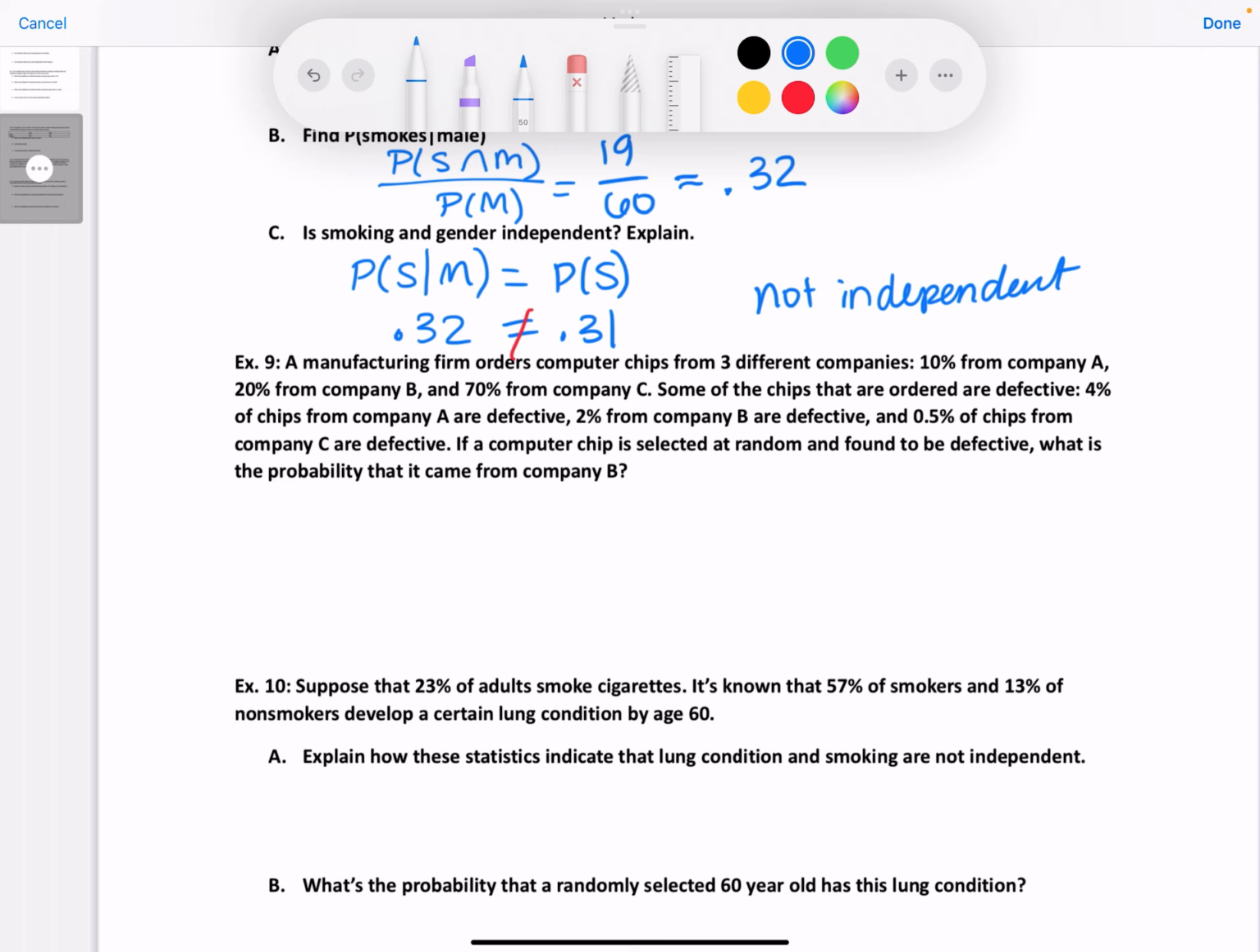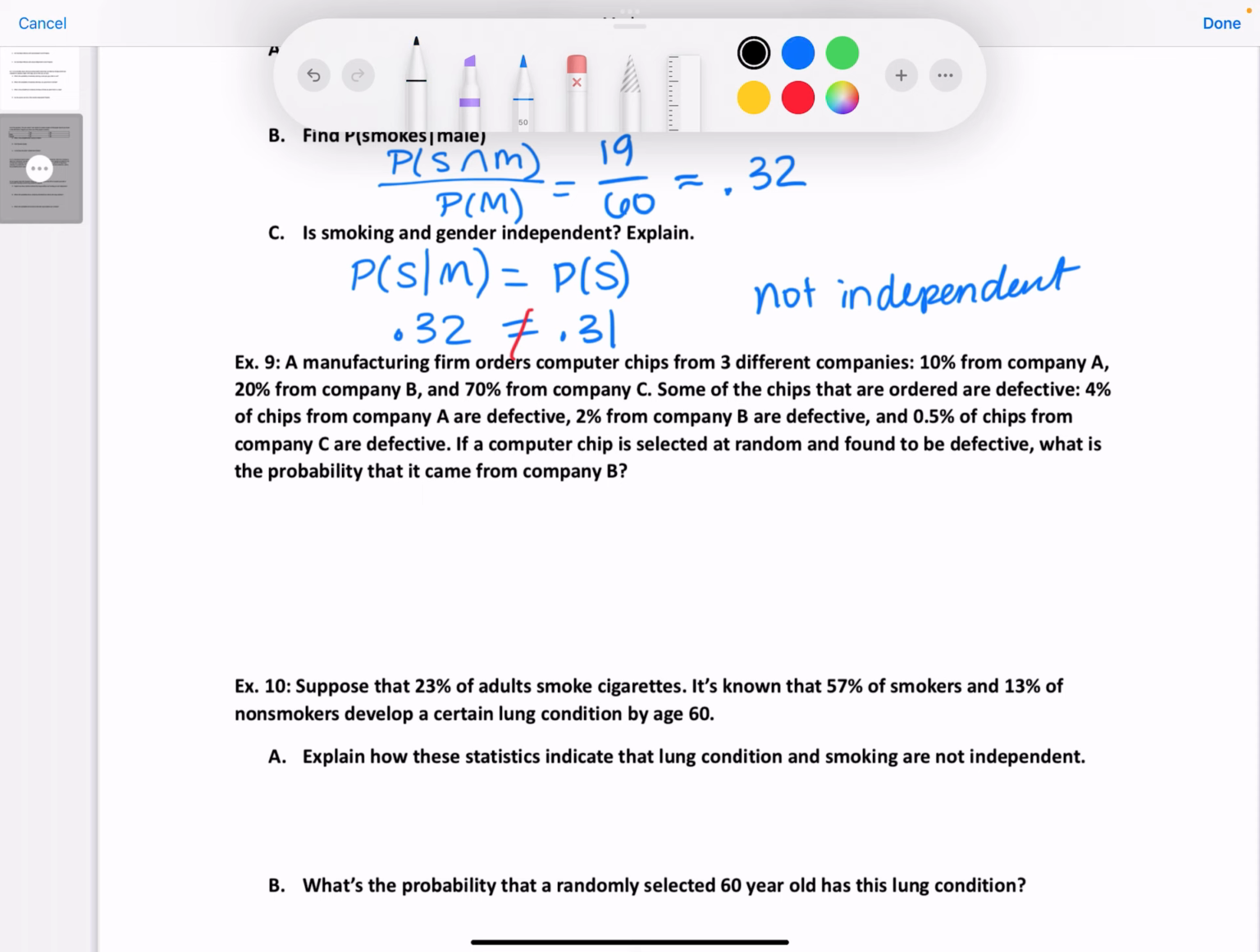A manufacturing firm orders chips from 3 different companies, 10% from company A, 20% from company B, and 70% from company C. Some of the chips that are ordered are defective. 4% of chips from company A are defective, 2% from B are defective, and 0.5% from C are defective. If a computer chip is selected at random and found to be defective, what is the probability that it came from company B?